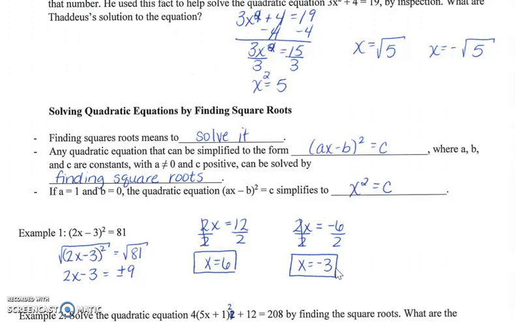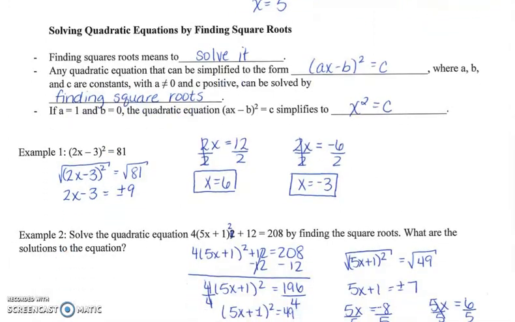Check a negative 3. 2 times negative 3 is negative 6. Negative 6 minus 3 is negative 9. And again, negative 9 squared is also 81. So if you're ever not sure if you did it right, you can definitely take them, plug them back in, and make sure that they worked.